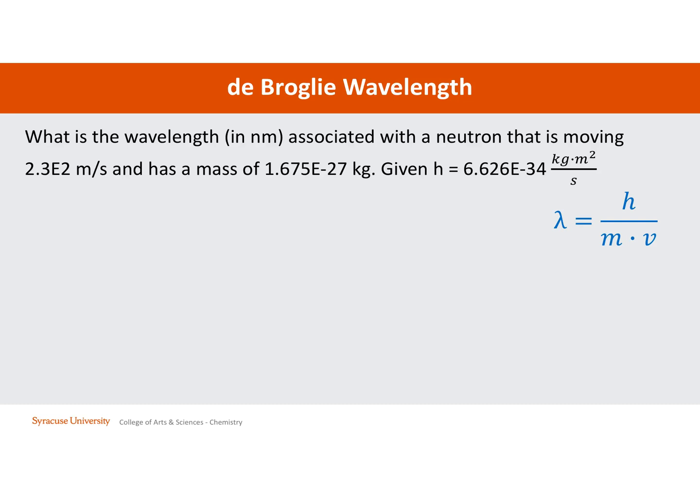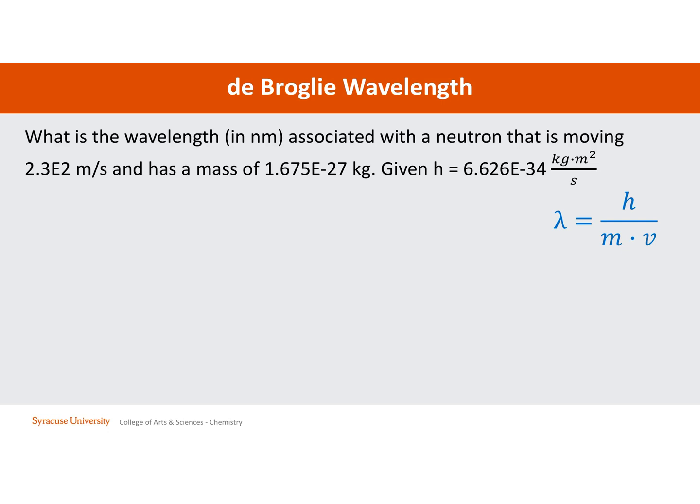All right, last calculation for you. What is the wavelength in nanometers associated with a neutron that is moving at 2.3 e to the 2 meters per second and has a mass of 1.675 e to the negative 27 kilograms? Given that Planck's constant here is 6.626 e to the negative 34 kilograms times meters squared divided by seconds.